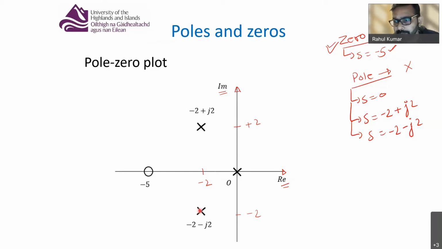Okay, so quite simple and straightforward. We just have to remember how we represent poles and zeros. Zeros are represented by 0, and poles are represented by a cross.